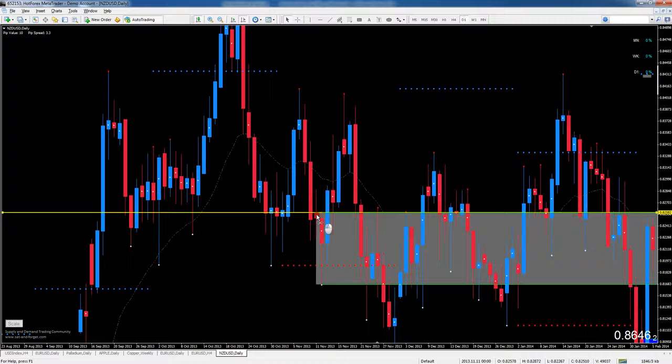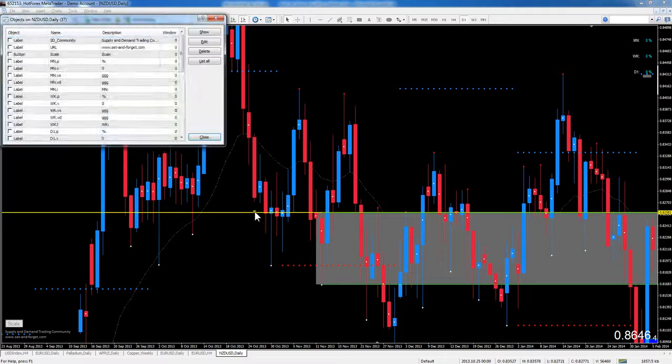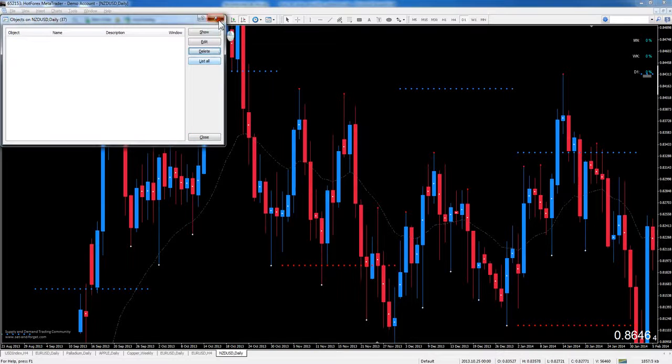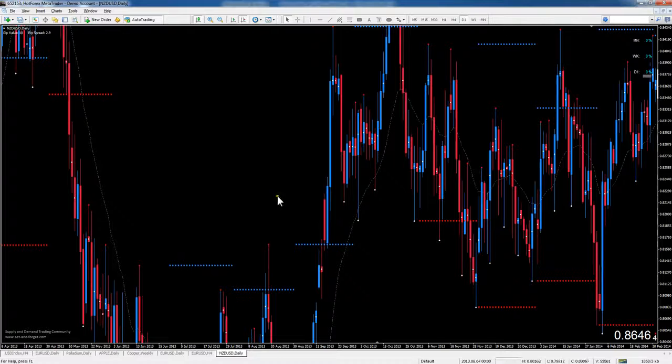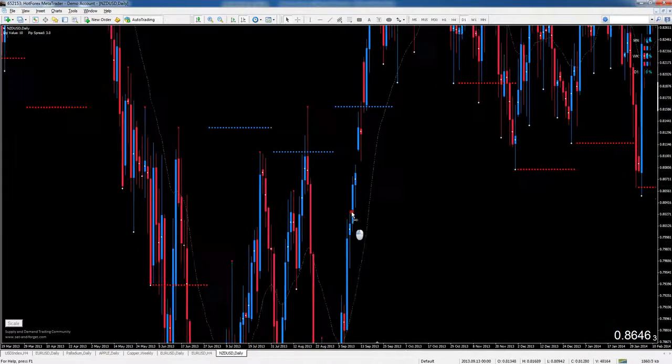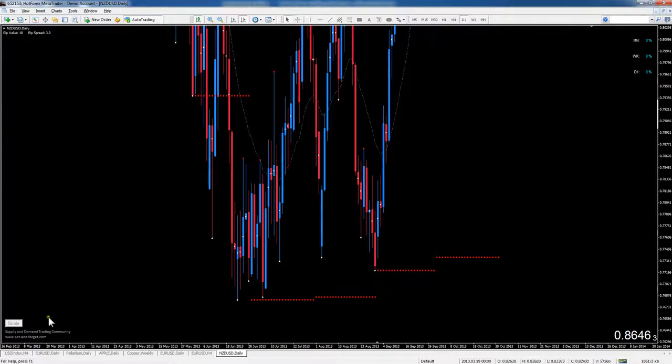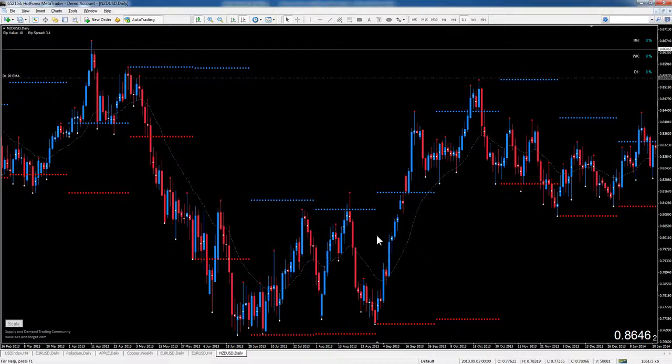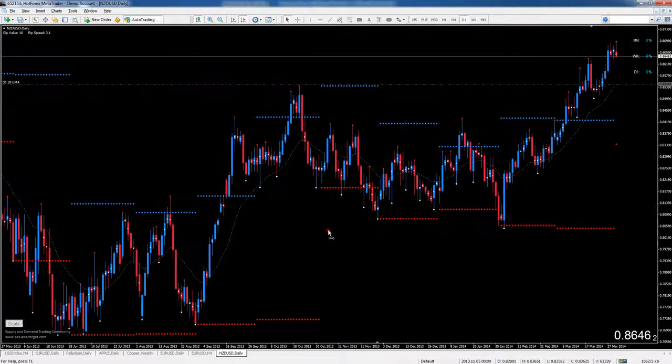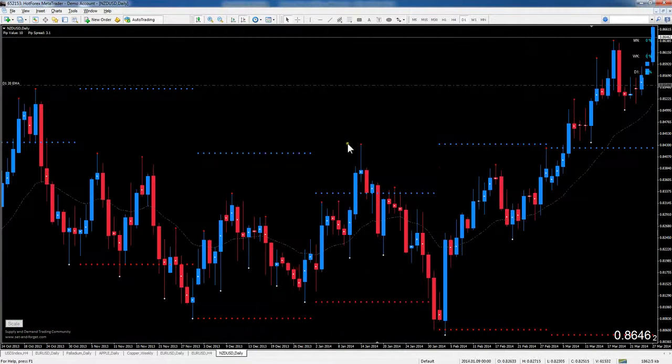Let me try to find another example. Let me delete all these objects and try to locate another one for you. On the daily, this is one thing here. It has to be a bullish engulfing pattern. So here, for example, right there, we do have one here. So drop, base, rally.